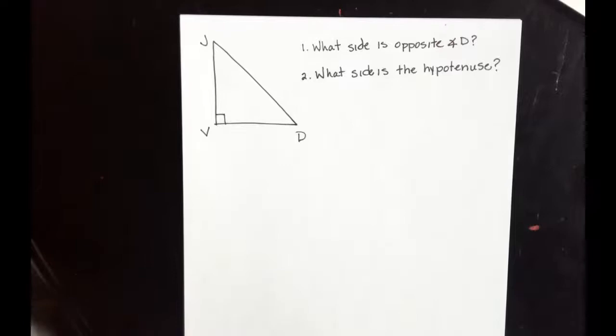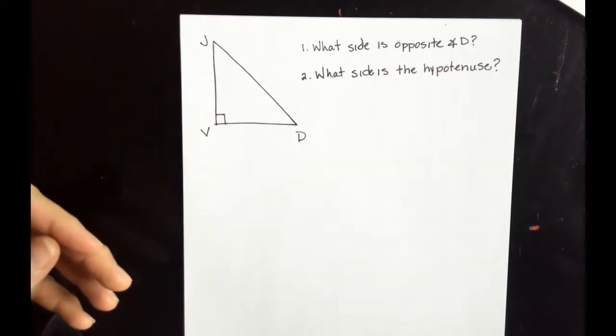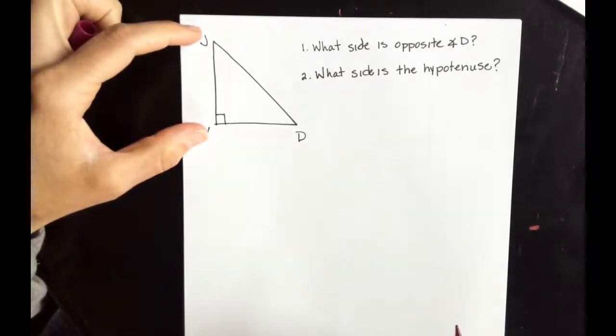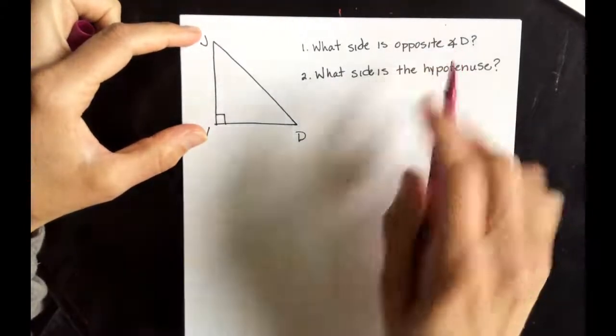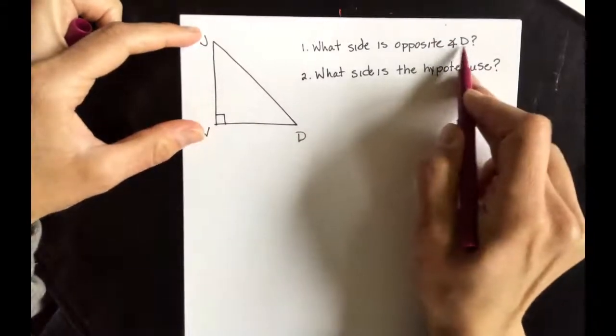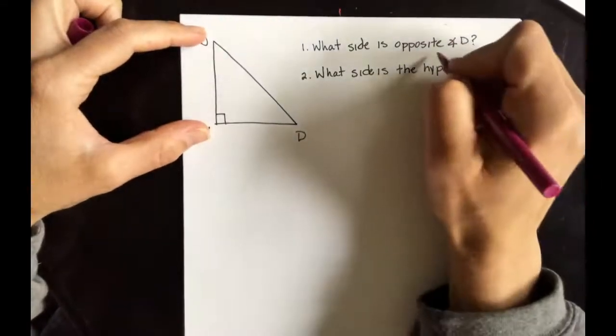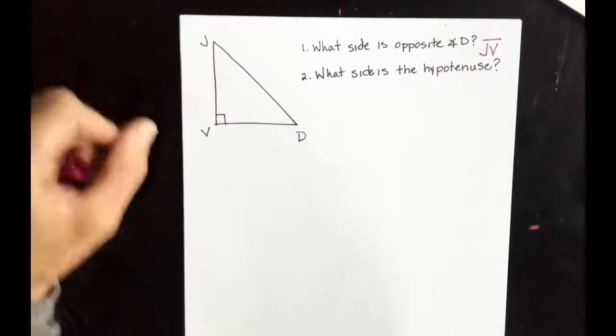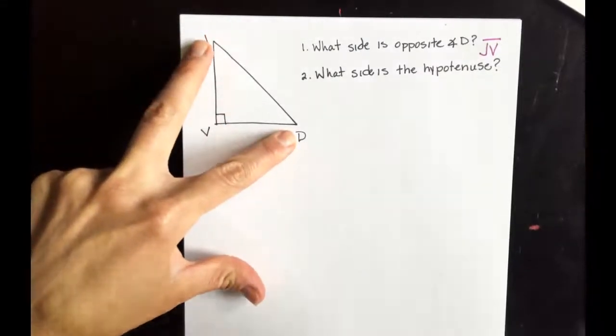Anybody have their answers for that? Thank you. Let's take a look. Jenna is correct. We have JV should be opposite angle D. One of the good things with opposites is it shouldn't have the same letter as the angle we're talking about. So you are absolutely correct. Segment JV is opposite angle D. And you are correct too, Beth. Thank you.